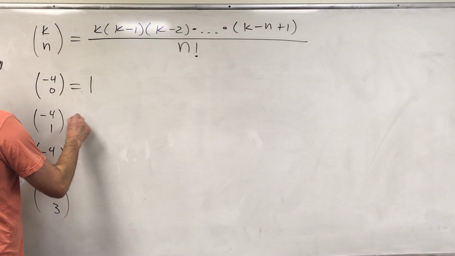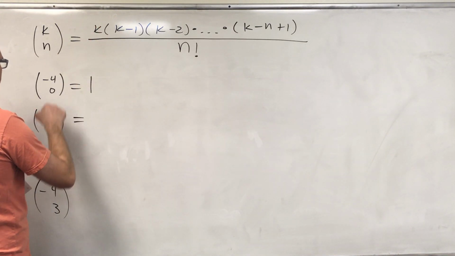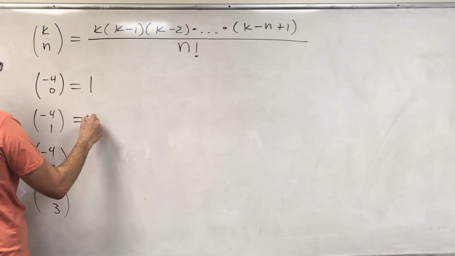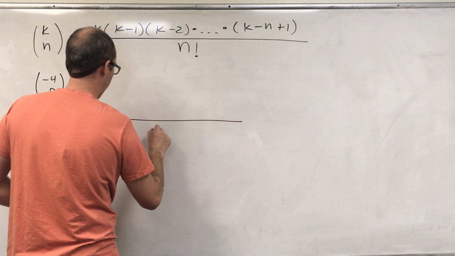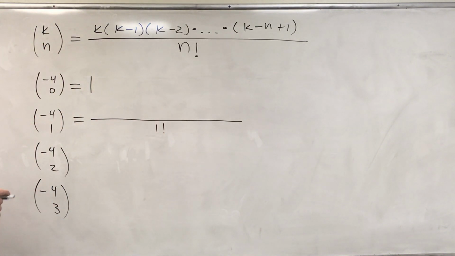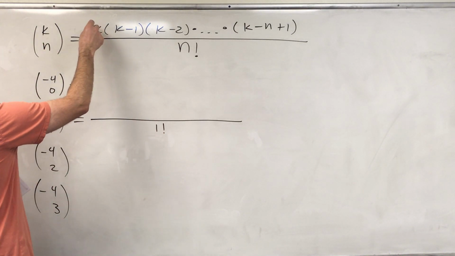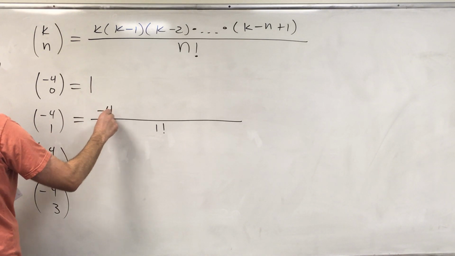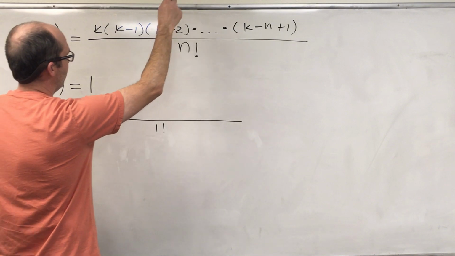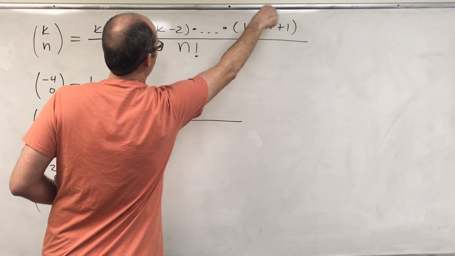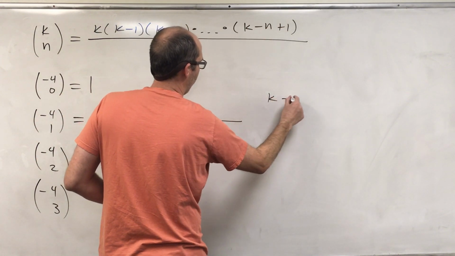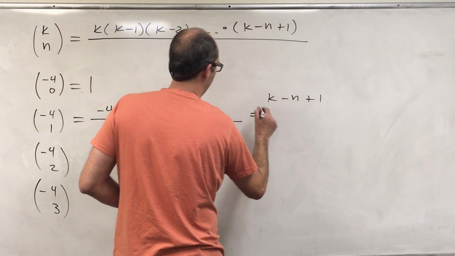All right, so we'll start using the formula with this one. Anytime you have a 0 in this spot, the answer is immediately 1. Okay, so we'll have 1 factorial there. Okay, and so notice we start at negative 4. And now the question is, we go negative 4 minus 1, negative 4 minus 2, and we just keep doing that until we get down to this number here. So the question is, what is this number here? So k minus n plus 1.